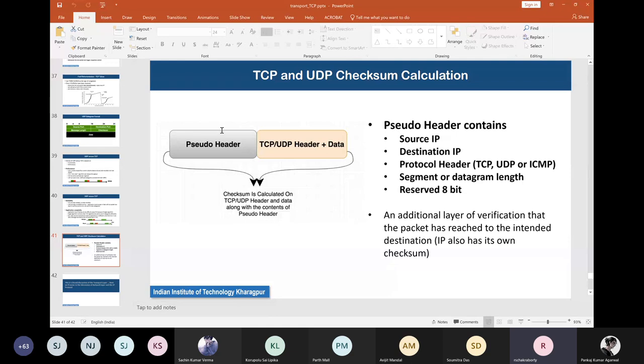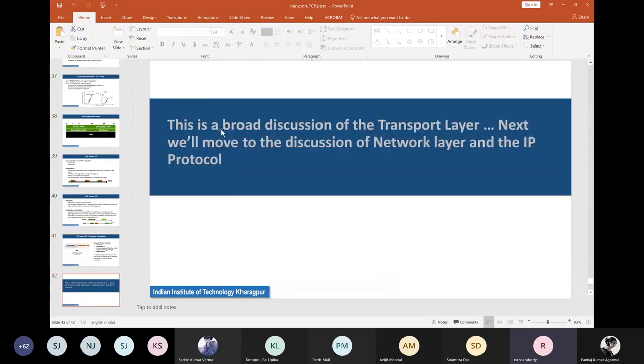Regarding the structure of the pseudo header, you can have a look at the book by Tanenbaum, and also on the internet there are a lot of examples. A detailed example shows that if these are the contents of the pseudo header or of our TCP segment headers, what should be the pseudo header, and then finally what should be the checksum and what should happen at the receiver when the segment is received. So have a look at it. That more or less ends our discussion of the transport layer. Next, we'll move to the discussion on the network layer and the IP protocol.